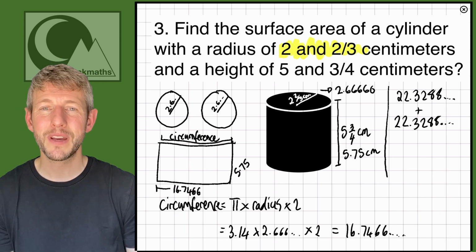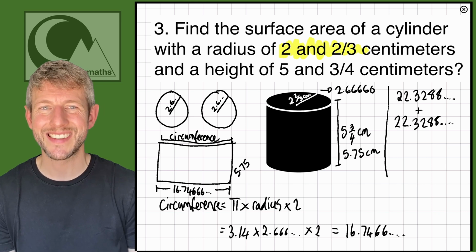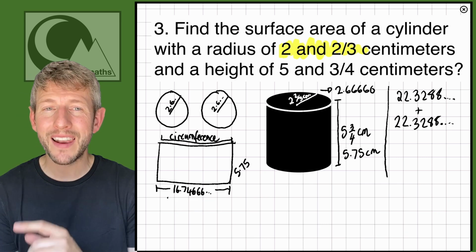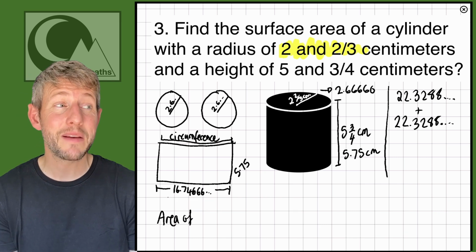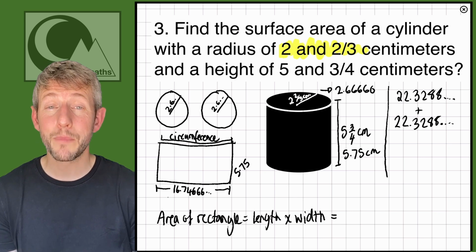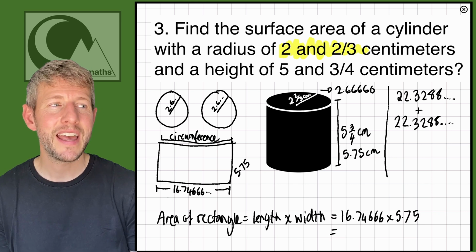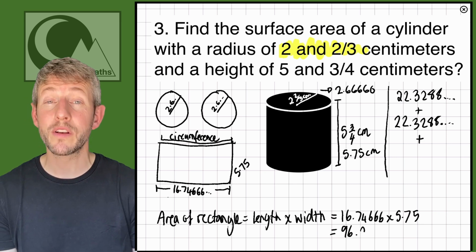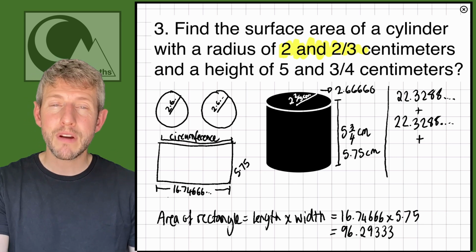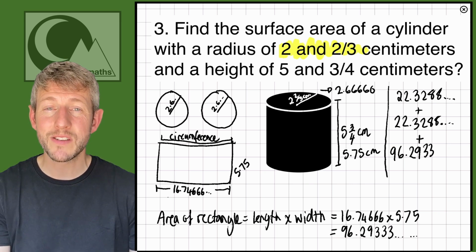Okay, and that gives me 16.7466666666. So now that I've got that length is 16.74666666, I'm going to times that by my 5.75, and I'm going to get an area here of 96.29333333. And remember, these are all centimetres squared.